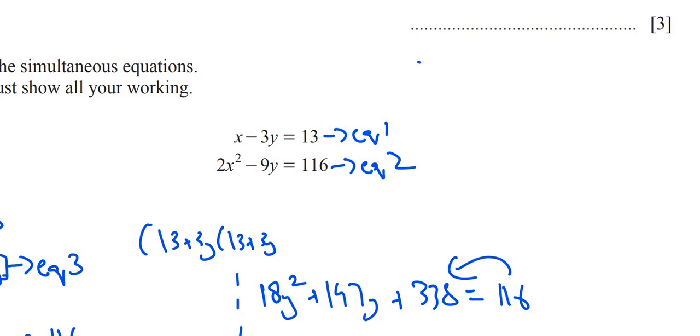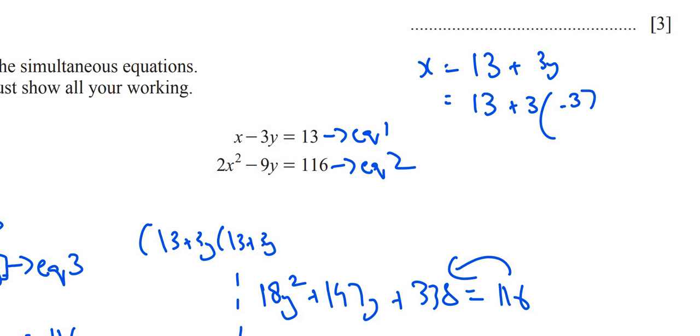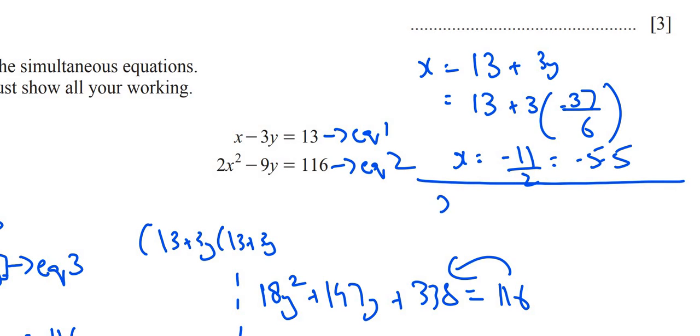So now I will do x is equal to 13 plus 3y. I will plug in the value: 13 plus 3 multiplied by negative 37 upon 6. Alright, and then I will get the value x is equal to negative 11 upon 2, which is negative 5.5. For the other one, I will do x is equal to 13 plus 3, and in place of y I will put the value of negative 2. This will become 13 plus 3 times negative 2, which is negative 6, and x is equal to 13 minus 6, which is 7.